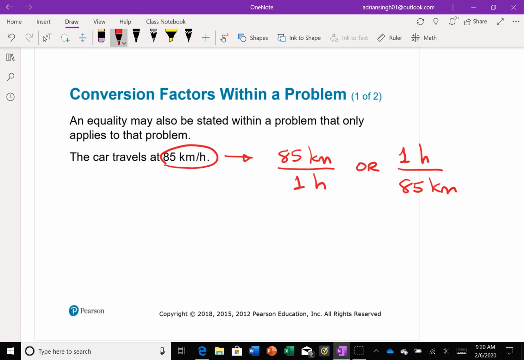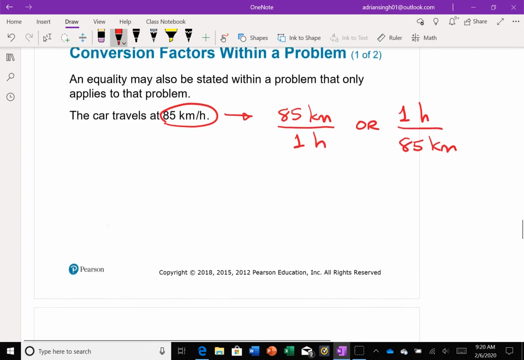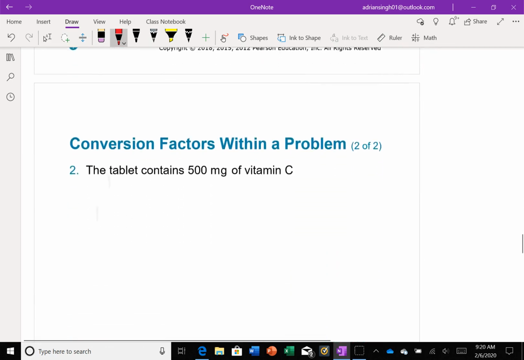So as you're doing these, keep in mind that you don't just want to use the numbers, you also want to keep track of the units, because the units are really what we're going to use to guide us along the way. Right, so 85 kilometers over 1 hour is the same thing as 85 kilometers per hour. We can flip that to get 1 hour for every 85 kilometers. So those are our two conversion factors from that one.